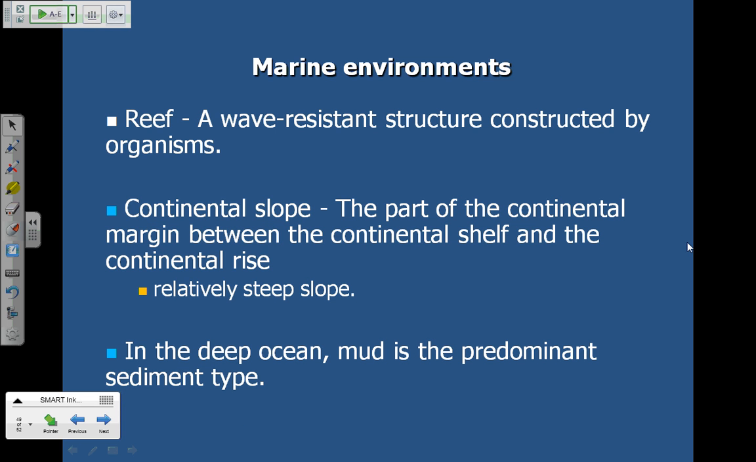Okay, reefs. We have basically a wave-resistant structure constructed by organisms, so corals and stuff like that. A famous one is the Great Barrier Reef, which is another incredible place to go if you ever get the chance. The continental slope is a relatively steep slope, so we don't really see much deposition occurring there. And then in the deep ocean, mud is the predominant sediment type. When we have sediment in the deep ocean, we call that pelagic sediment.